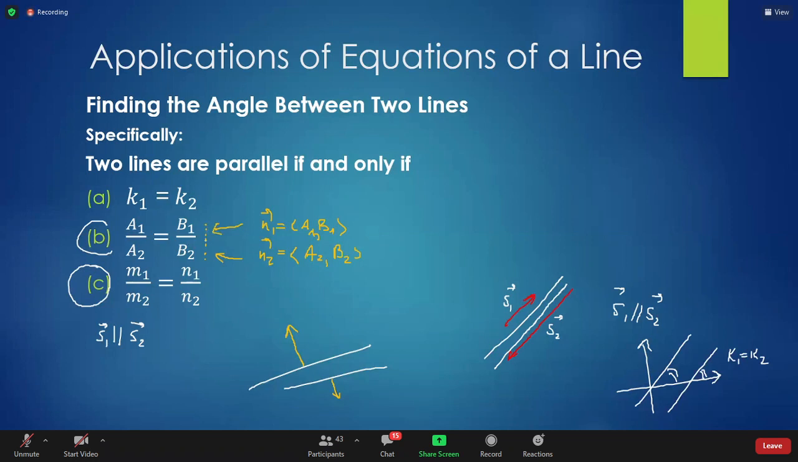So parallelity can be checked by the two normal vectors, by the two direction vectors, by the two slopes. And in principle, I could also say that if I have one line given by normal vector and the other line given by the direction vector, then these two vectors should be perpendicular. There's another way of checking. So if one line has a normal vector and the other line has a direction vector given, then they are parallel if, of course, these two vectors are perpendicular. That's another way of checking.